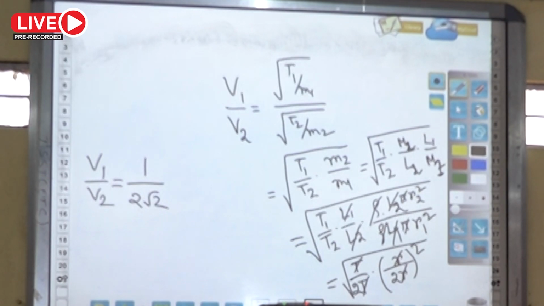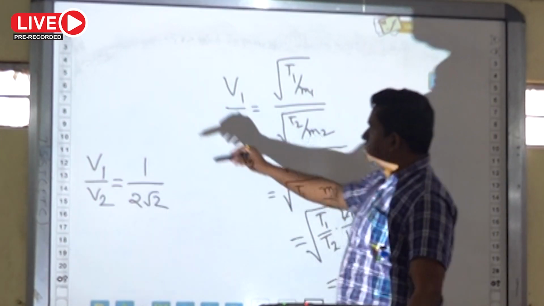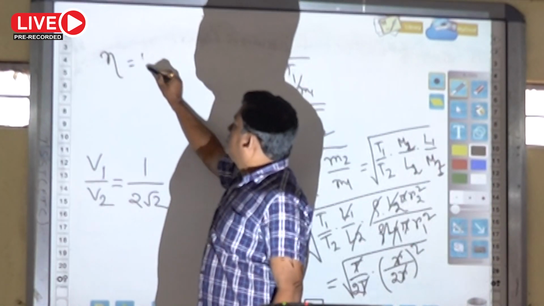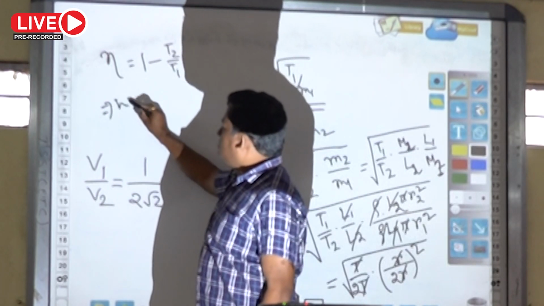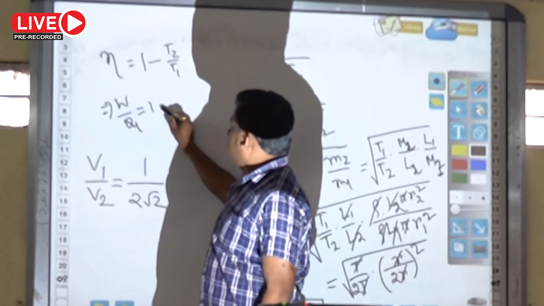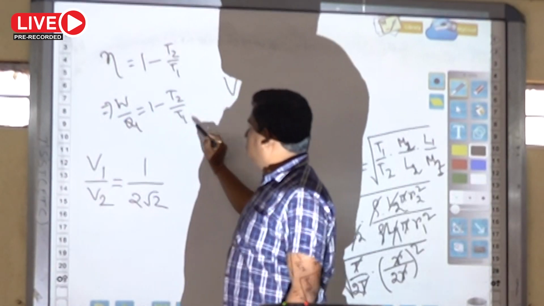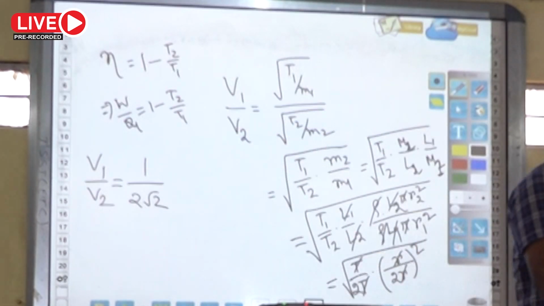Then using the formula of the Carnot engine, you have to find out the work done. That is easy. Eta equal to 1 minus T2 by T1, and eta can be written as W by Q1. Q1 is given, find W. Eta is 1 minus T2 by T1, then it is W by Q1.